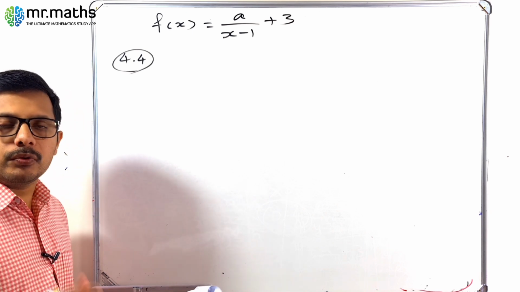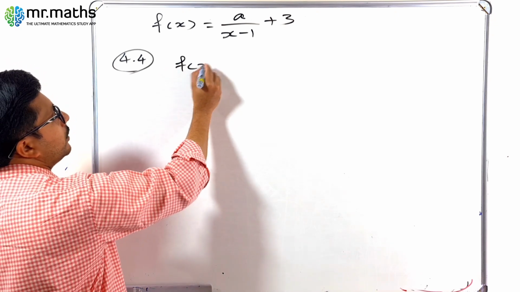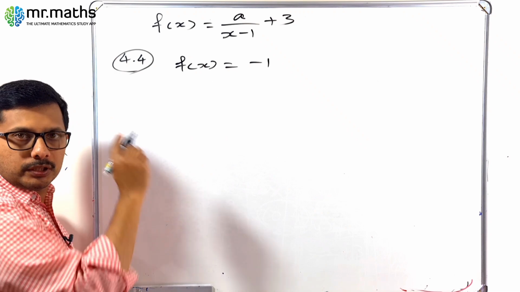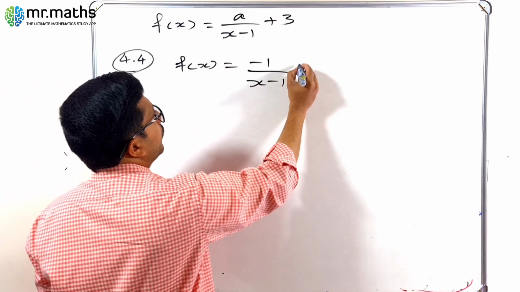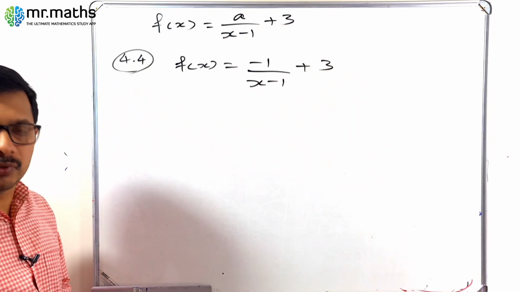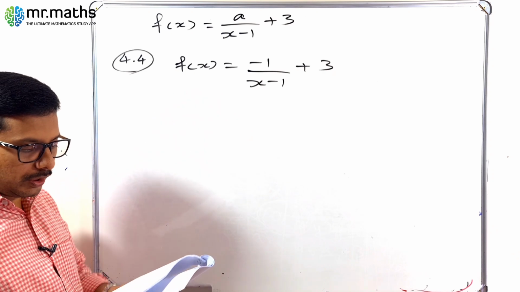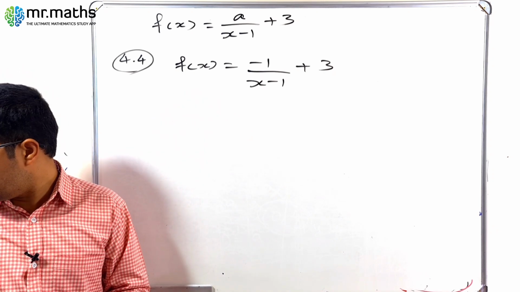So first of all, let me write the equation of f. What is f of x? Let's write this equation once more. A, we know that it is -1. It is given in the previous question. Then divided by x minus 1, plus 3. This is the f of x graph. Now this f of x graph is shifted 3 units to the left and 2 units downwards.